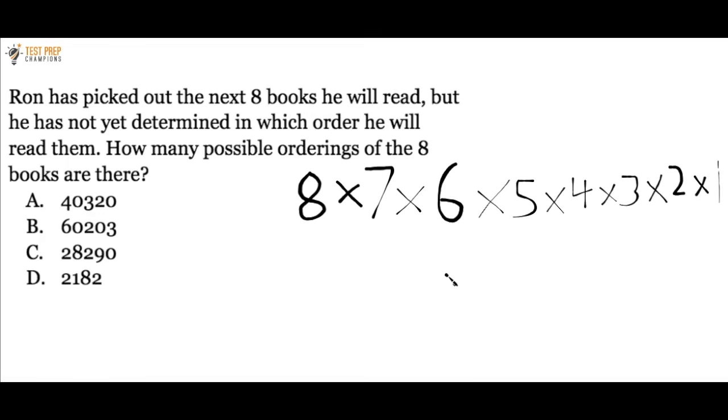In short, what you're going to do here is in your calculator, you're going to do 8 times 7 times 6 times 5 times 4 times 3 times 2. And you can do times 1, but you don't need to because it's not going to change the answer. But anyway, you will get A as the correct answer once you crunch these numbers in your calculator. So A is the right answer here.